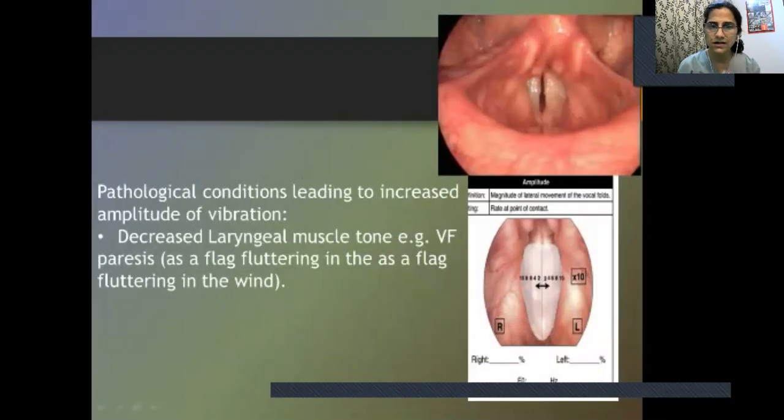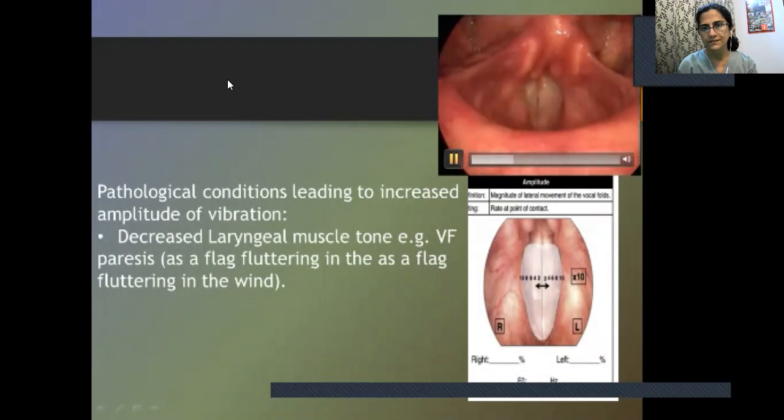There are certain pathological conditions leading to increased amplitude of vibration. This is seen when laryngeal muscle tone is very low. The vocal folds are seen as if like a flag fluttering in the wind.